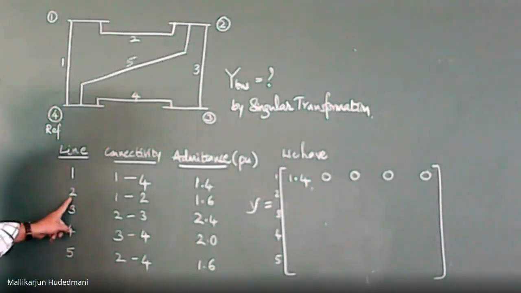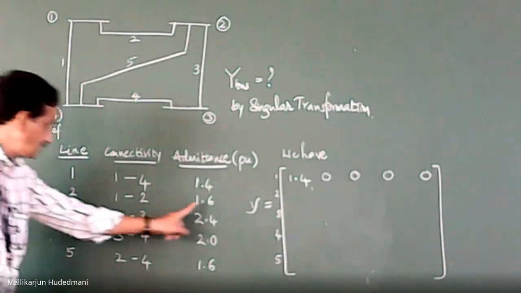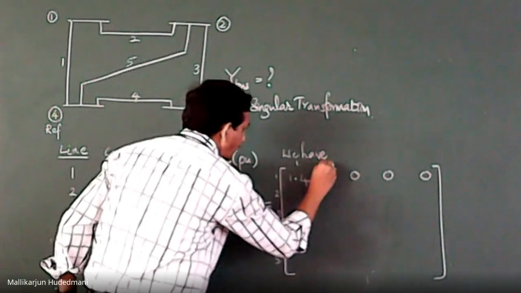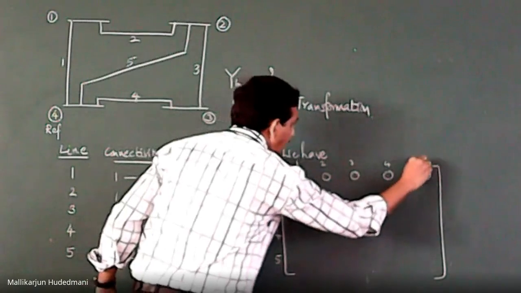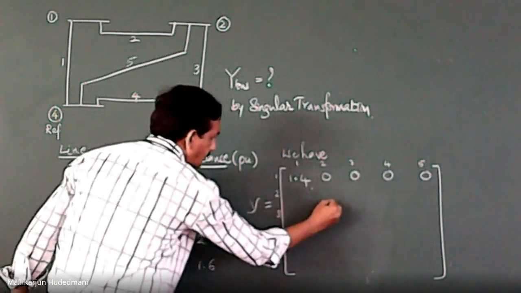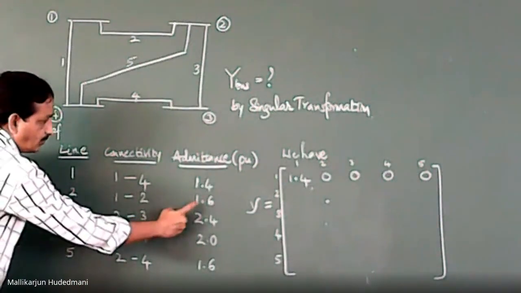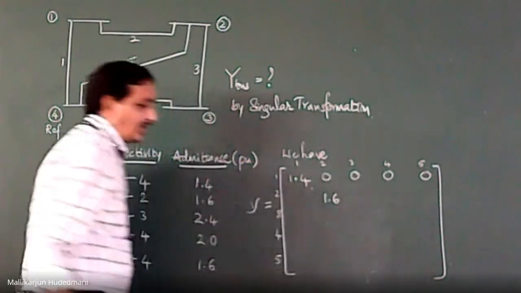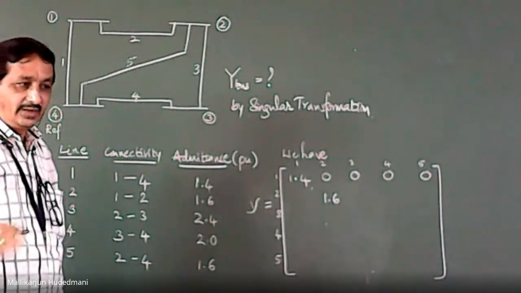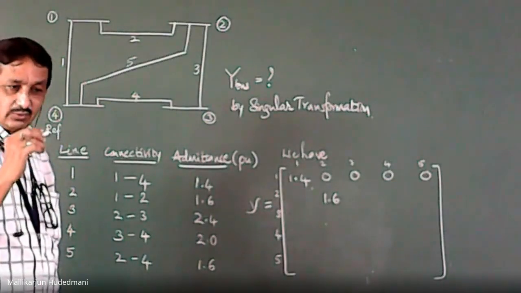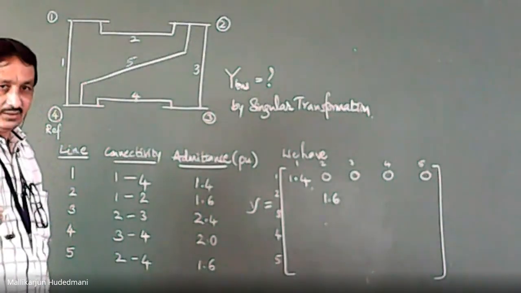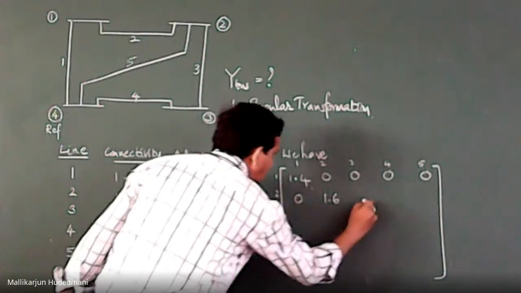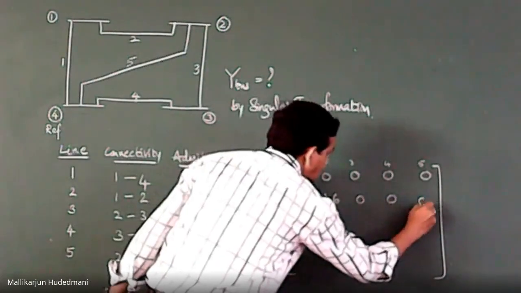How about element number 2? Element number 2 is 1 to 2, which is 1.6. So element number 2 means it should be 2 cross 2. If I write over here also 1, 2, 3, 4, 5, then 2 cross 2, this position, is nothing but 1.6. How about the remaining things here? As there is no mutual coupling in this problem, the remaining elements other than the main diagonal elements like 1, 1, 2, 2, 3, 3 till the last one, the rest of the elements remain 0. Therefore, I should mention without fail 0 over here, 0 over here, 0 over here, 0 over here.